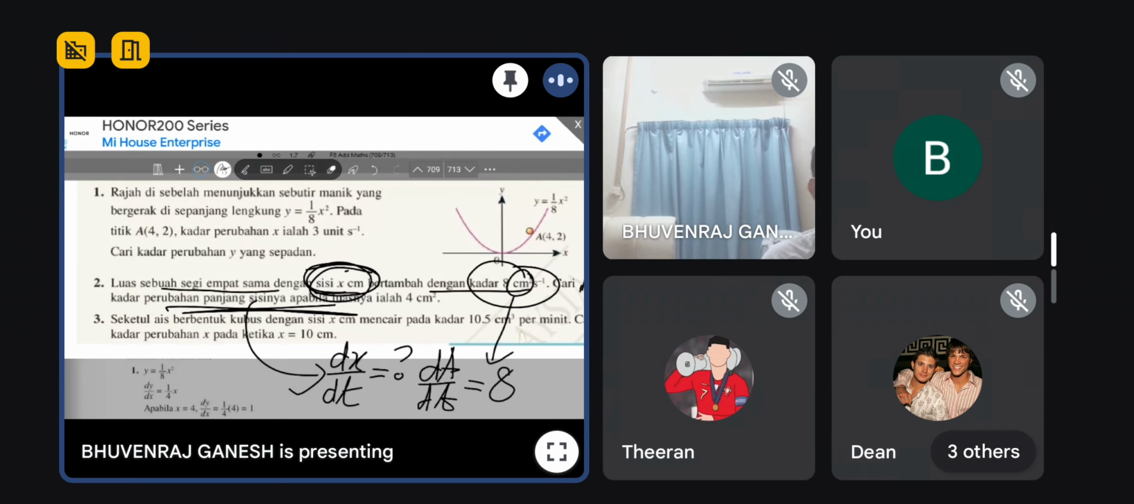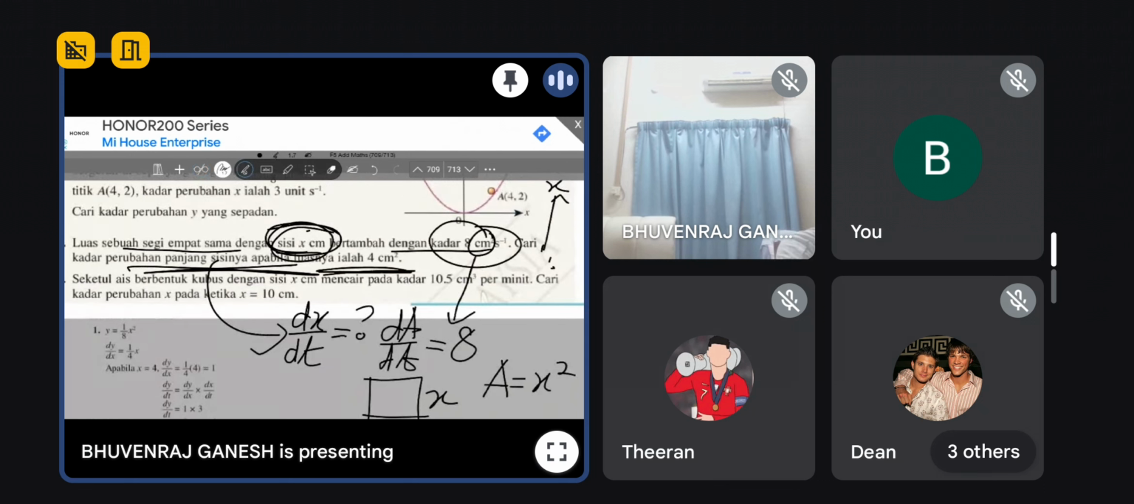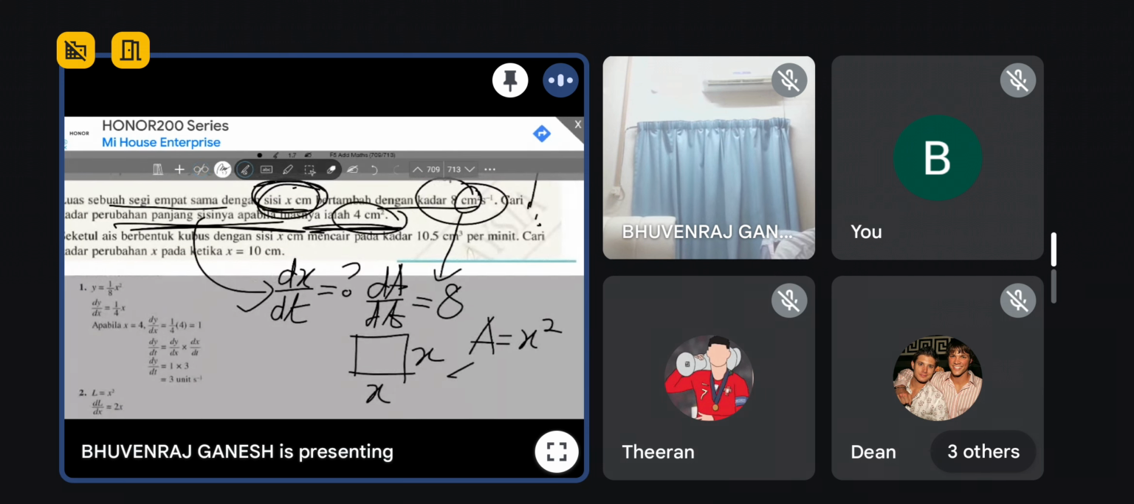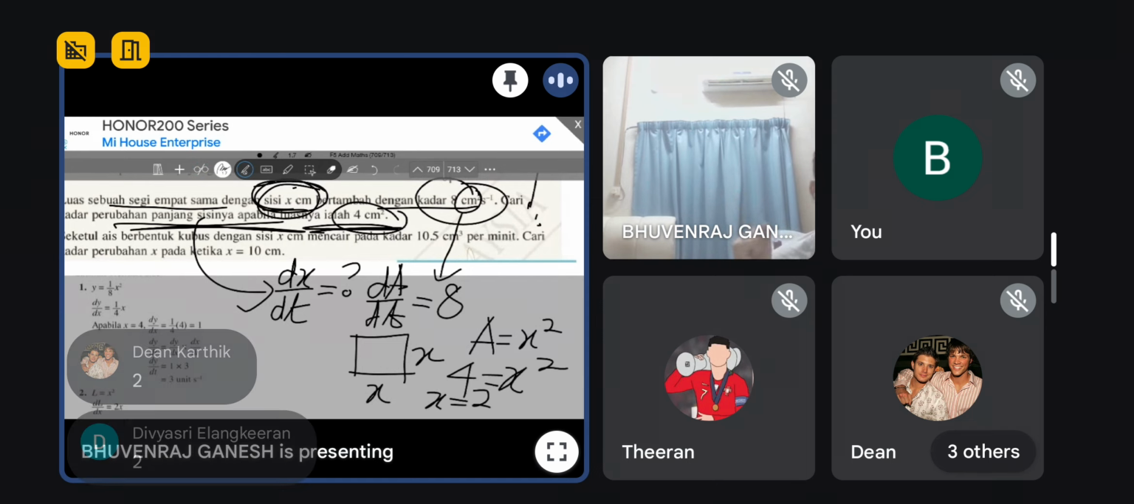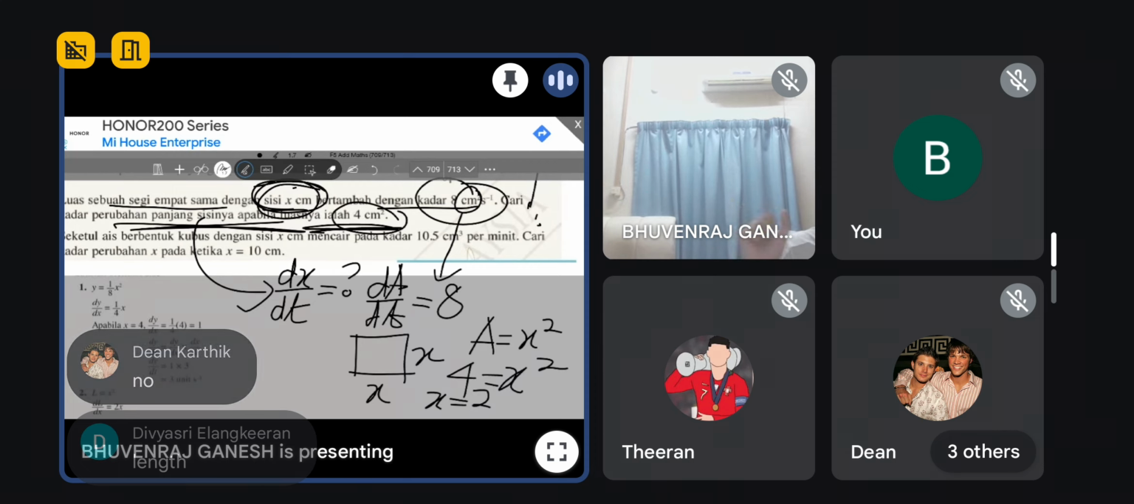Okay, so now you can draw out and imagine. Let's say you got a square, x and x. So now your area will be x square. Correct? So now they ask you when the luas is 4 cm square. So guys, you can find out your x. Am I right? What will be the value of x? Apa nilai x dia? So x will equal 2. So now I ask you all, negative 2 can or not? Negative 2 boleh tak? Okay, very good. Because now we are talking about length. Correct. So x equal to 2.